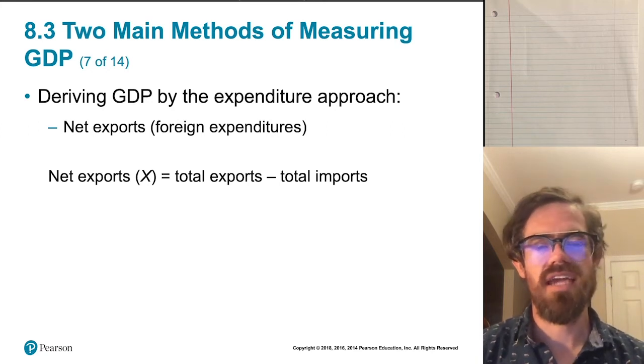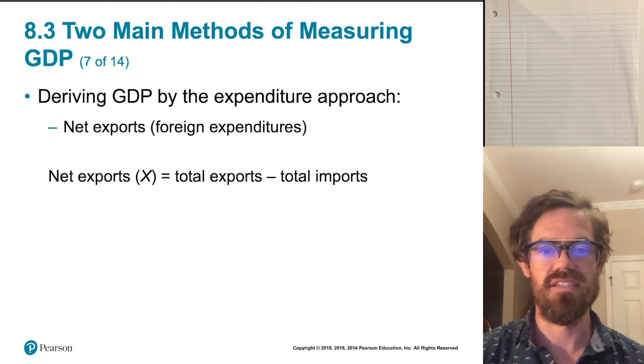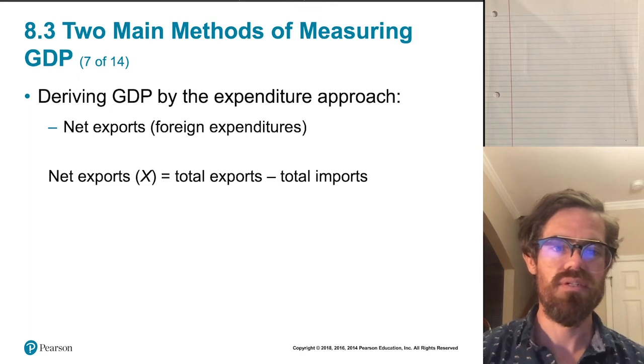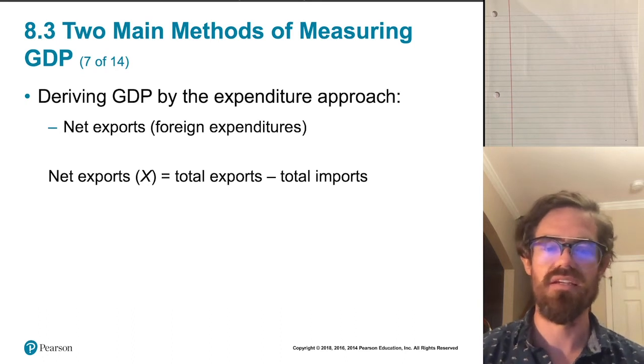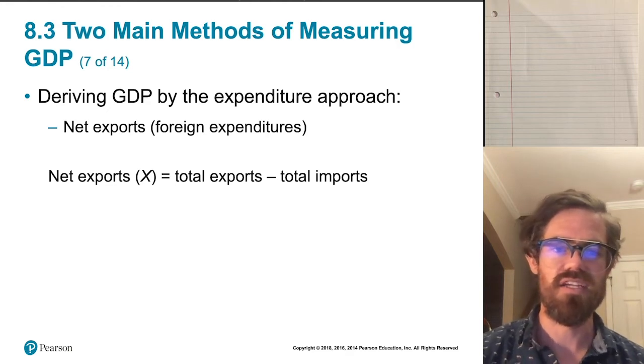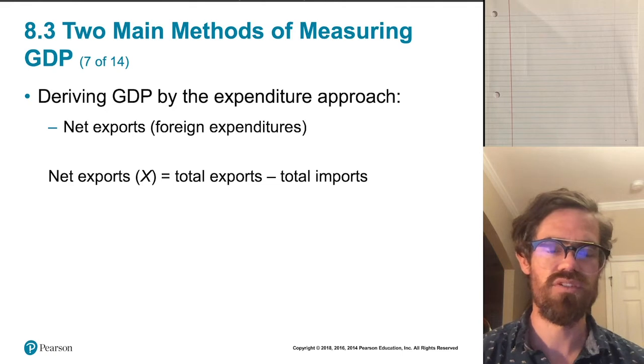And the last category is something called net exports. So this has to do with international trade. And the interesting thing about net exports is it is actually calculated using a difference. Another way to think about it is it's foreign expenditure. So what do foreign countries spend on production here inside of the United States borders? And we can calculate net exports as the difference between total exports and total imports. So we simply calculate it as total exports minus total imports. And we will abbreviate it with the variable X for exports, net exports.